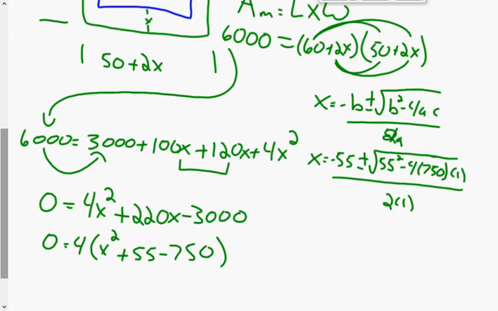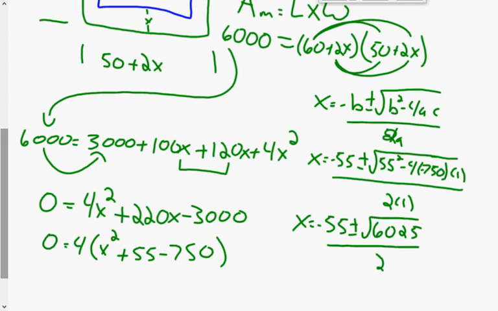All right, so I'm going to do all of this here real quick. Oh, that's negative 750. Make sure you watch your signs. Very common mistake. 55 squared plus 4 times 750. Am I going too fast here, guys? Okay. Now you don't need to show all this work. I'm just doing it because I can.